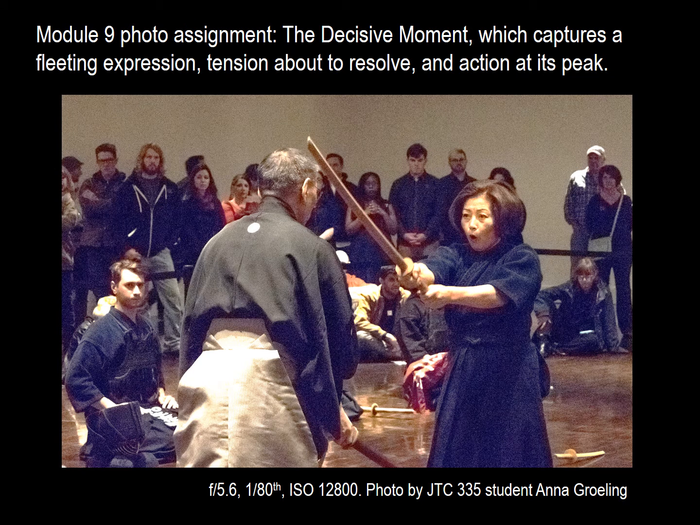The decisive moment is really a cornerstone type of assignment for photojournalism, in which we're trying to capture such things as a fleeting expression, tension about to resolve, or action at its peak.